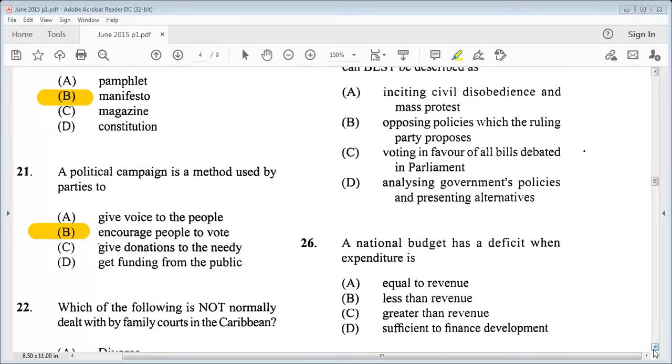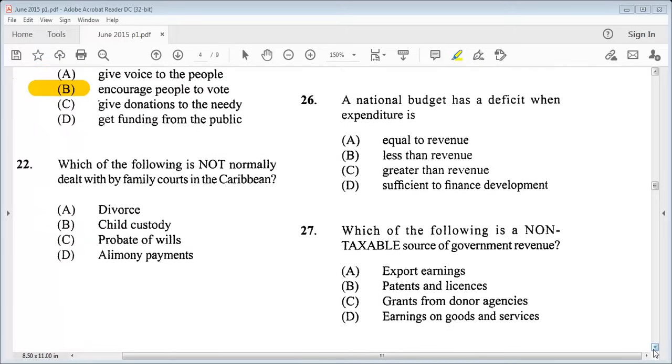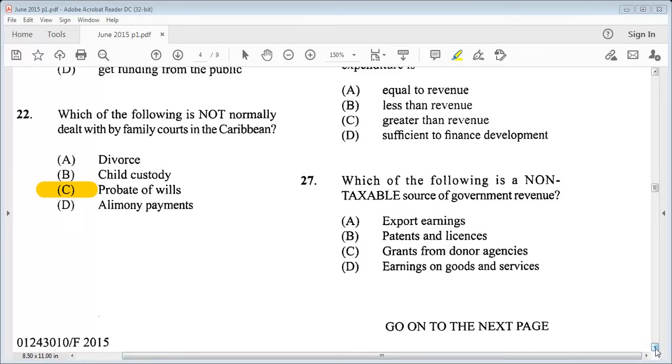22 says, which of the following is not normally dealt with by family courts in the Caribbean? Answer C, probate of wills. Let's go to 23.